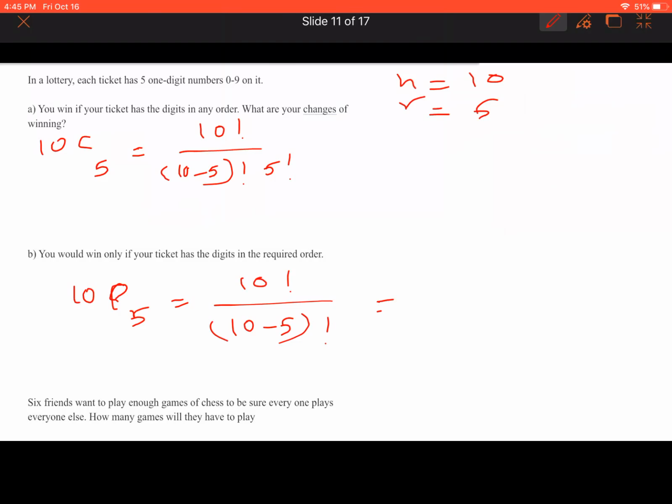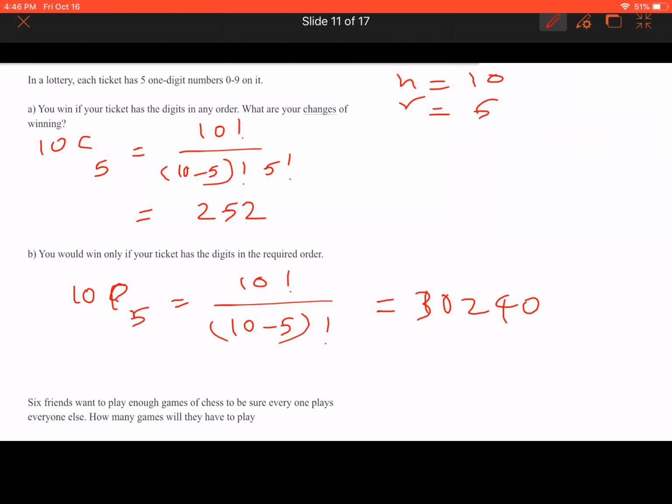Okay, you have one more problem to do. You have to find out whether it is a combination or permutation, and update me. This value is 30,000 and something, and here it is 252.